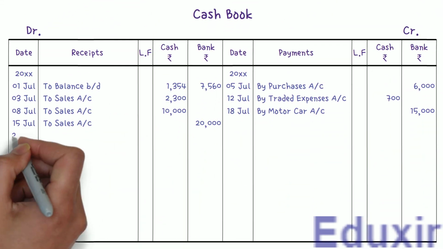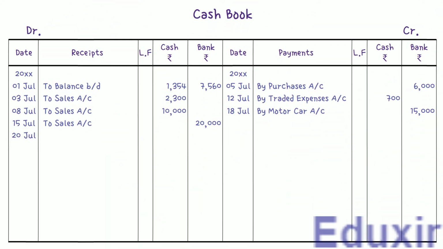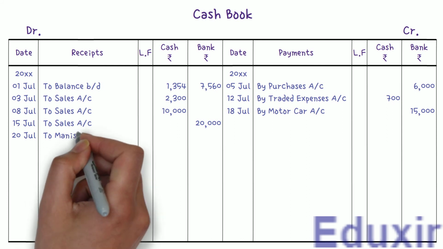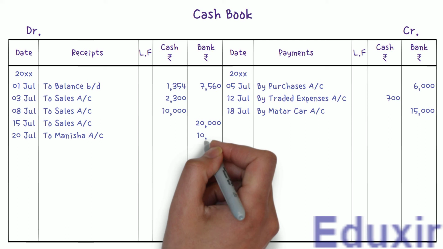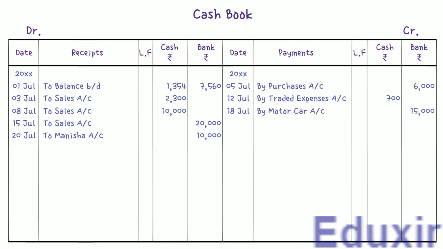Let us first record the date. Let us then record Manisha's account into the receipts column. Let us then record the debit amount of 10,000 rupees in the bank column. With that, we have completed the posting of this transaction into the cash book. Let us now take up the next transaction.